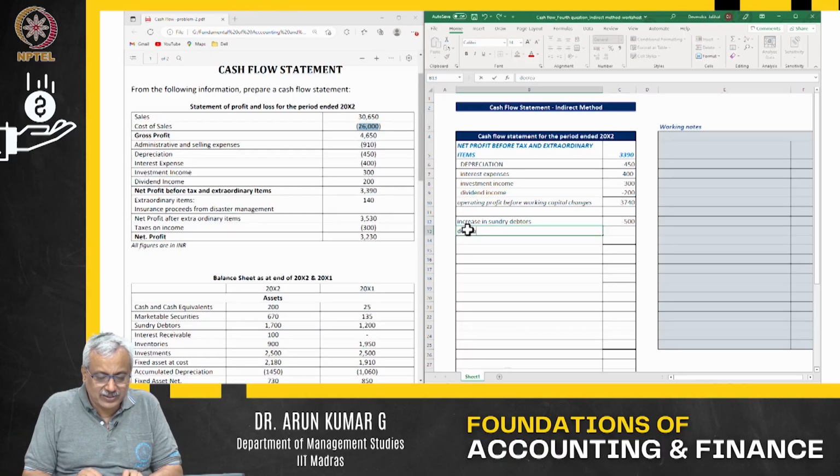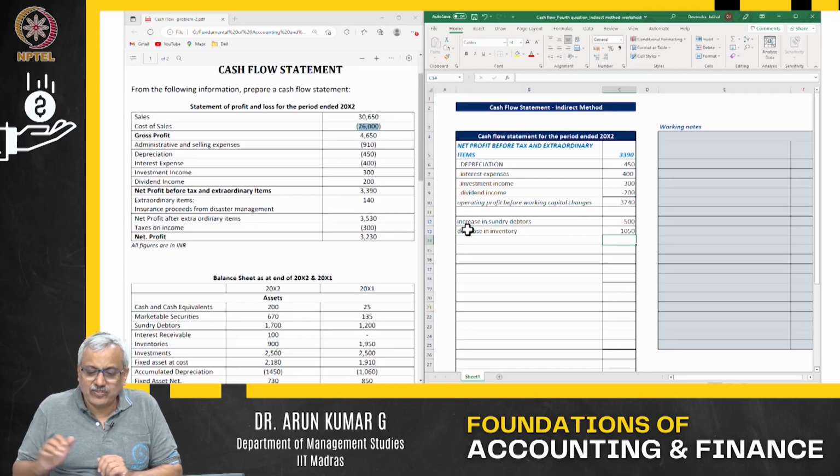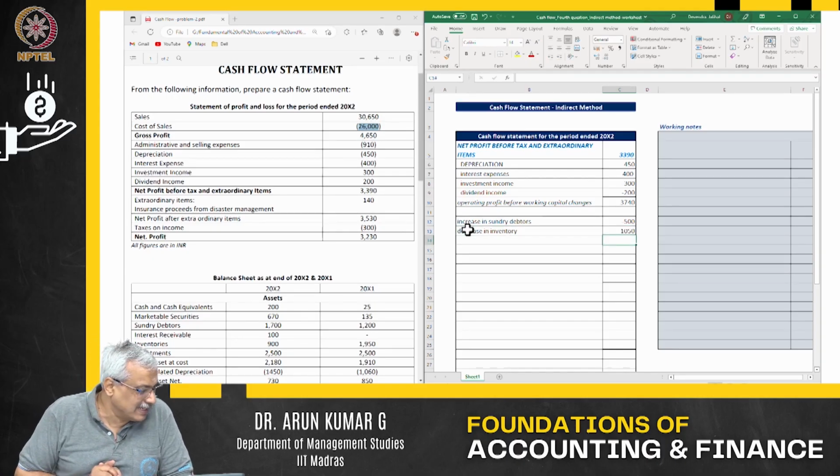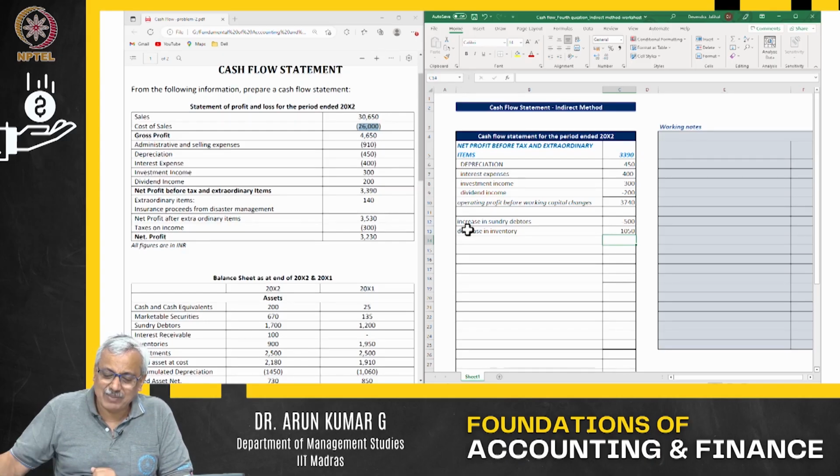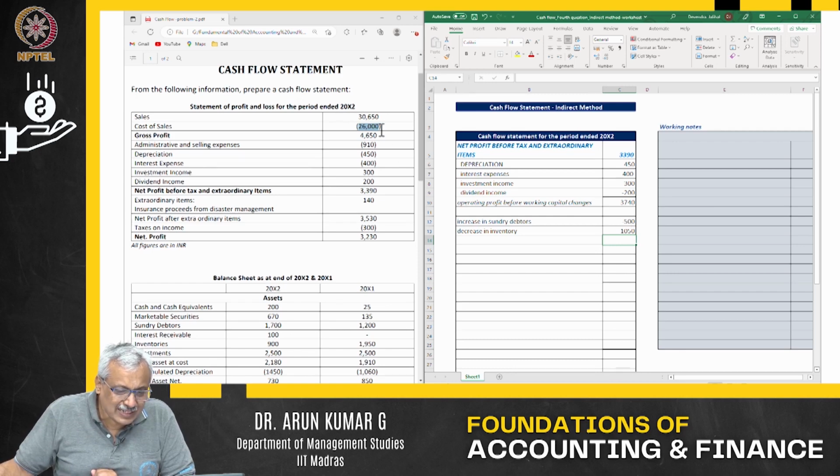So, decrease in inventory. How much is the decrease? 1050 is the decrease in inventory. So, what happens? I am adding the decrease to the profit. Why am I adding it to the profit? Because this 26,000 is not a cash outflow. What is the cash outflow? 26,000 minus 1050 is the cash outflow. So, your cash flow will be higher by 1050. So, I am adding it to the profit. Indirect method.